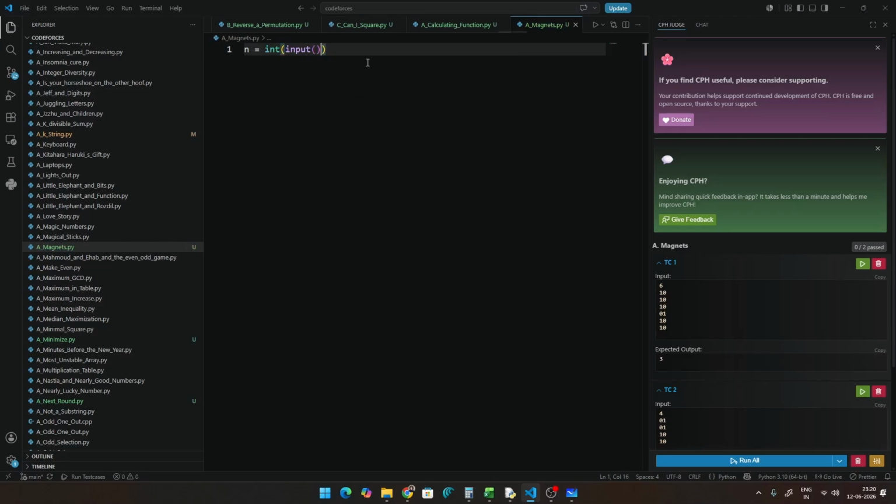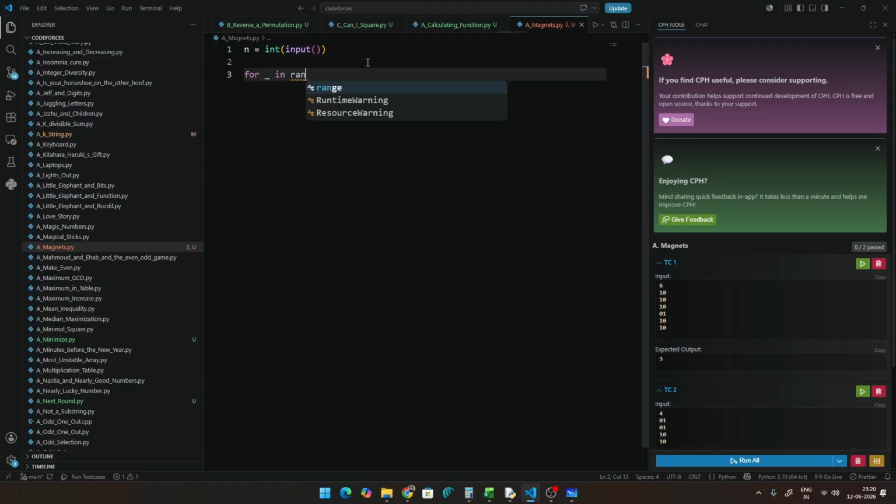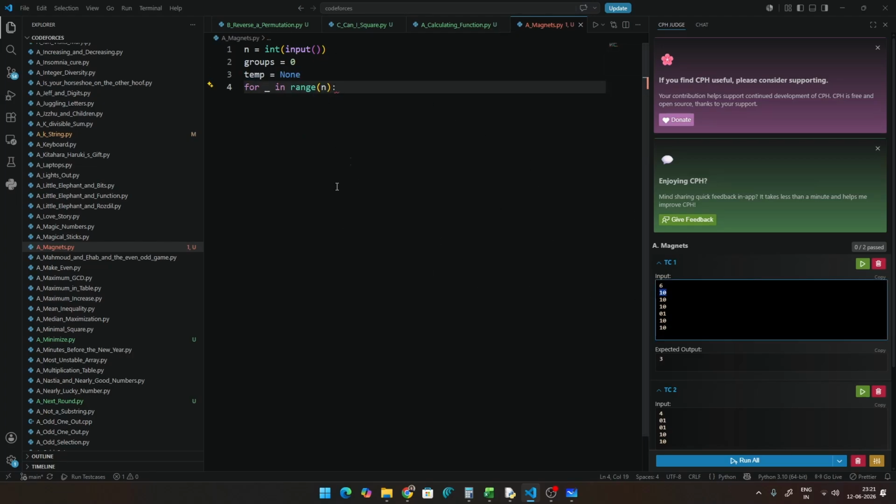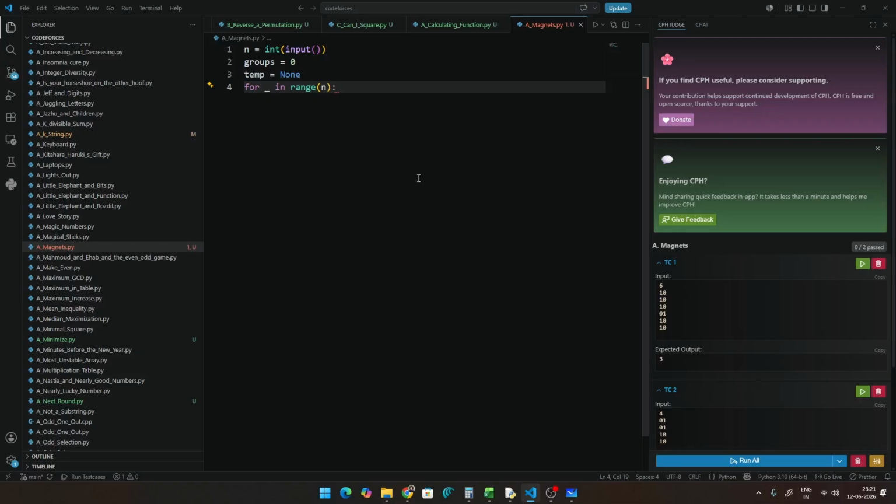So first things first, I'm going to take n as an int input. Then I'm going to collect all the magnets, right? So for in range of n, I'm going to take an input. Before that, I want to initialize a groups variable, and this will be, let's say, 0. Then I'm going to set a temp equal to none. This will be the element we compare against, as in what was the previous magnet, right? Initially the previous magnet is none, therefore let's keep it as that.